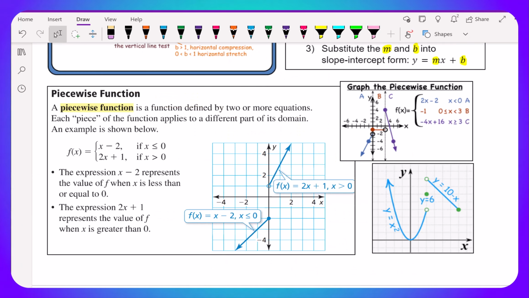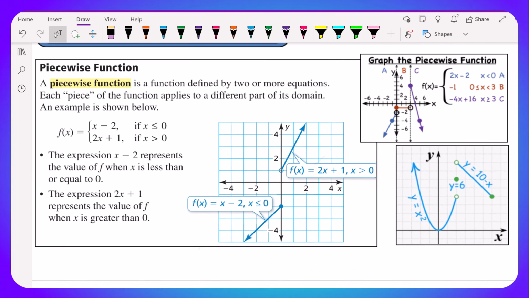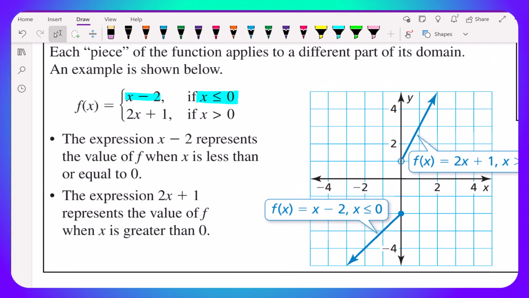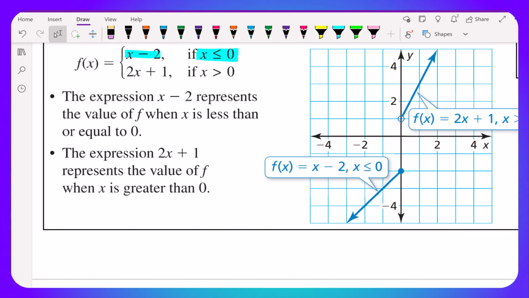Okay, and last but not least, we have piecewise functions. So piecewise functions are literal pieces of functions, and it's always determined by the domain of each part. So as you can see, this x minus 2 is only going to exist where x is less than or equal to 0. So if you look at this graph right here, it only exists when x is 0 and less than that. Same thing for 2x plus 1. It only exists starting at 0 but not equal to, and everything bigger than that.